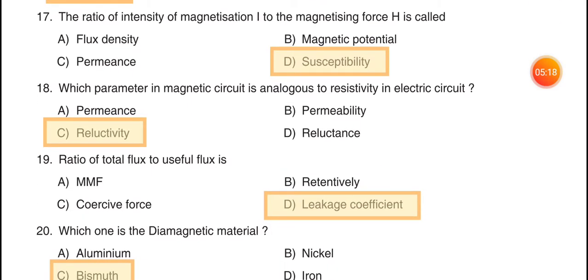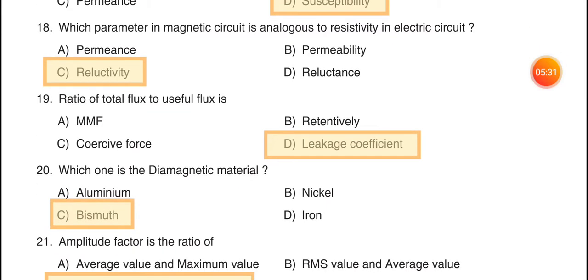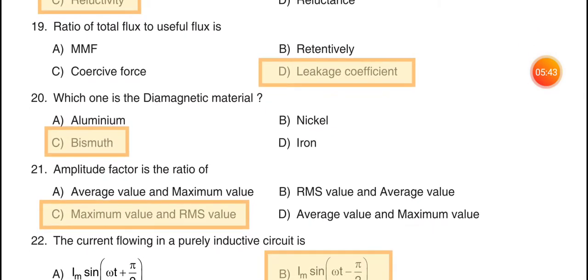17th question. The ratio of intensity of magnetization I to the magnetizing force H is called? Option D, susceptibility. 18th question. Which parameter in a magnetic circuit is analogous to resistivity in an electric circuit? Answer option C, reluctivity.